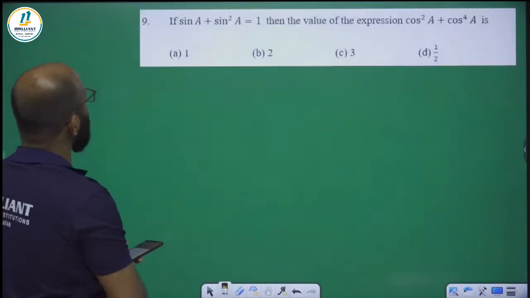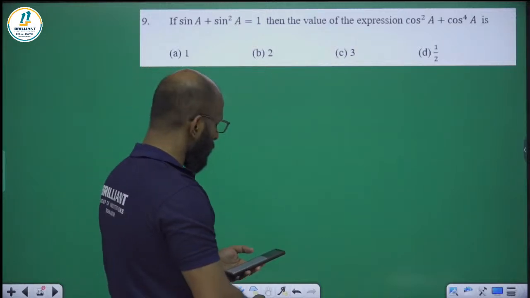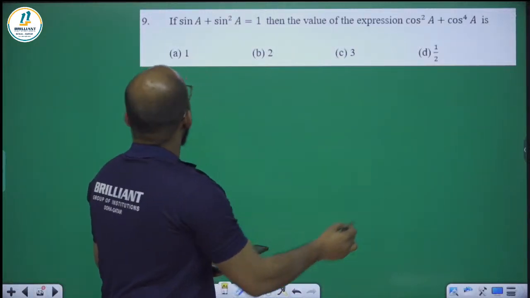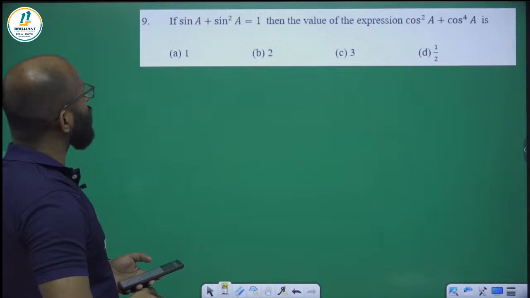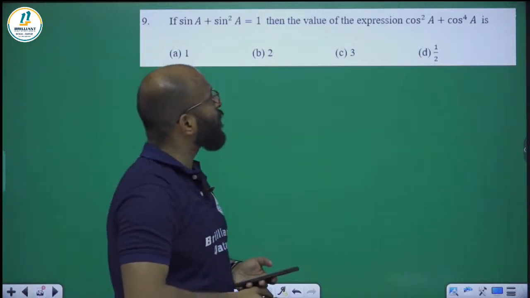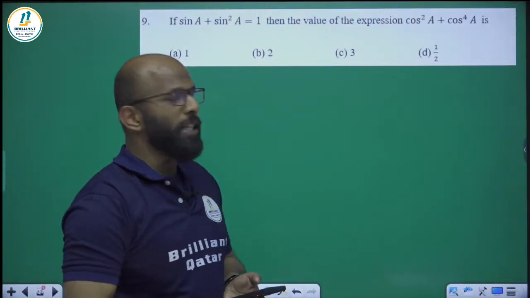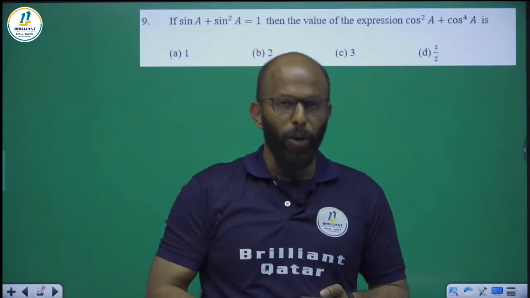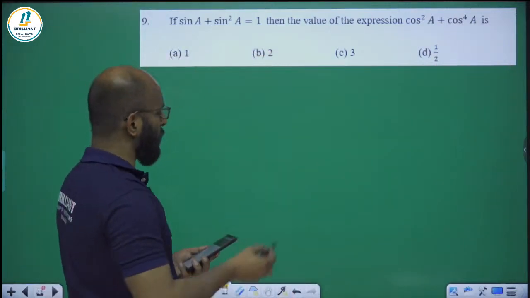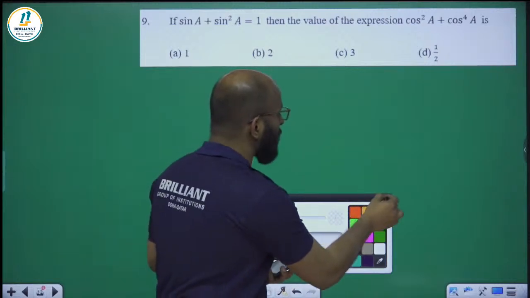Now we'll move to question number 9. If sin A plus sin square A is equal to 1, then find the value of the expression cos square A plus cos raised to 4A. One of the easiest questions, so easily you can answer this one.